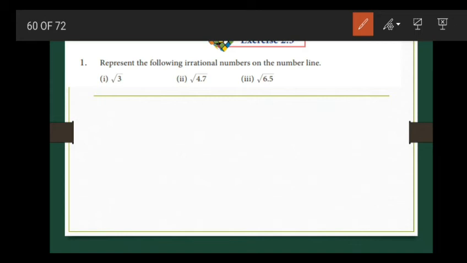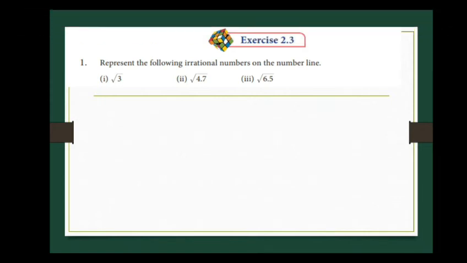First, we have to represent root 3 on a number line. What do we have to do? First, we have to draw a line and mark a point on it, and name it A. Then from A we have to mark 3 centimeter, since we are going to represent root 3. Mark that as B. So we have got a line segment AB which is equal to 3 centimeter, on the same line.